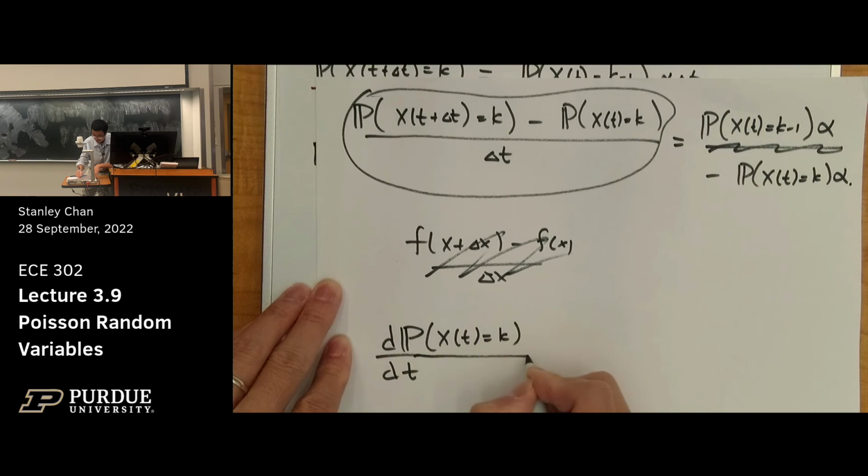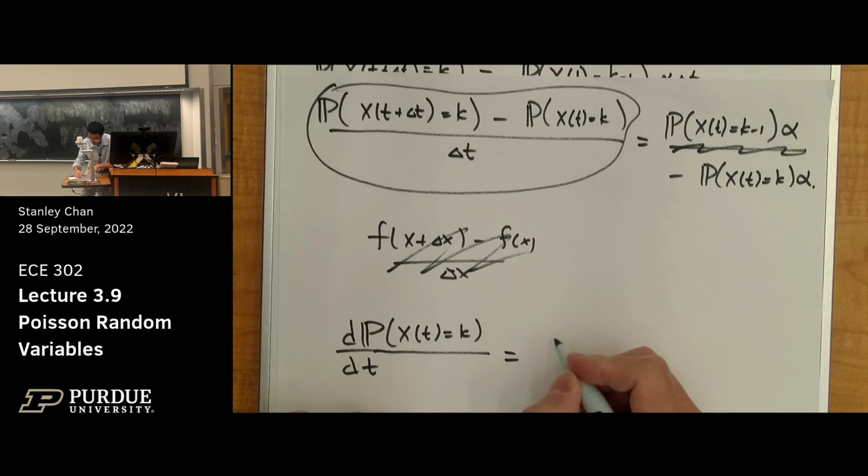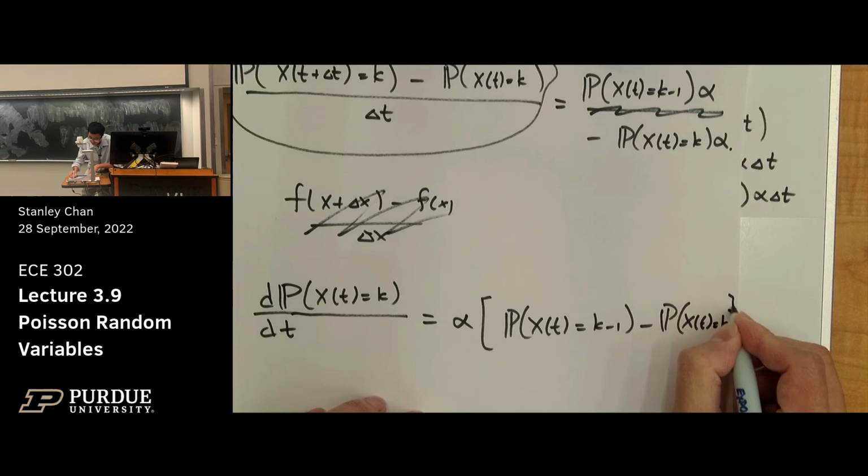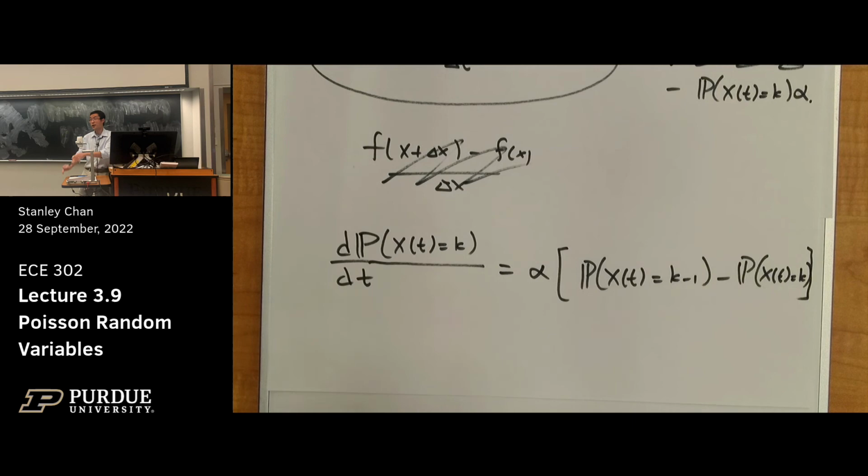That's a derivative. Okay. On the right-hand side, you have this alpha times the difference between these two probabilities: x of t equals k minus 1 minus the probability x of t equals k. You have a derivative on the left-hand side. You have some polynomials on the right-hand side. What is it called? Ordinary differential equation, the subject I hate the most, right? Okay, so you get this ODE.